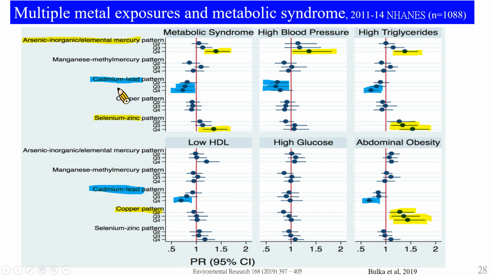By contrast, if individuals have the highest level of cadmium and lead, then they have a decreased risk of metabolic syndrome, and also a decreased risk of high blood pressure, high triglyceride, low HDL, and abdominal obesity as well. To be honest, I myself don't understand why exposure to cadmium and lead decreases the risk of metabolic syndrome. Well, to be honest, the authors did not explain it well either.